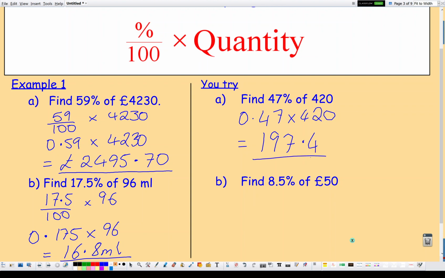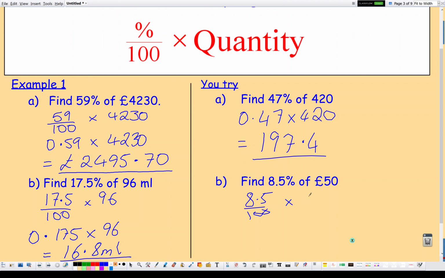Right, next one then, please. 8.5% of £50. What do we get? Just need to be careful if you're going straight to a decimal here. I would encourage you to do 8.5 divided by 100 in your calculator, just to check that you are getting that decimal correct. £4.25. Yeah, that's correct.